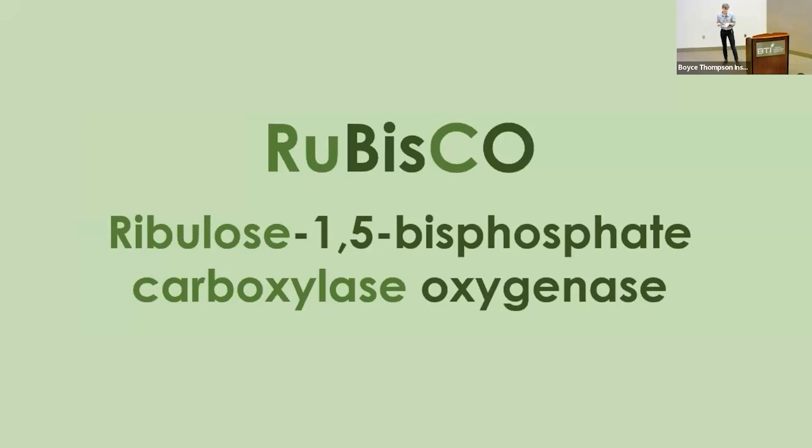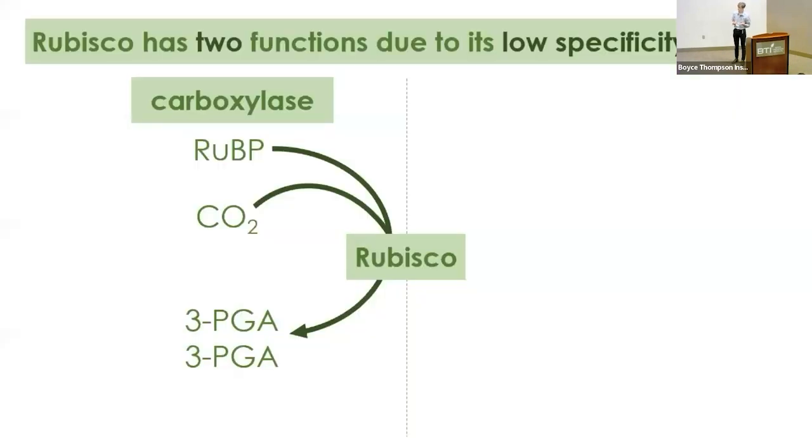So the enzyme Rubisco has a really long name. Rubisco is an acronym that means ribulose 1,5-bisphosphate carboxylase oxygenase. It's a mouthful, but that first word, ribulose 1,5-bisphosphate, is usually shortened to RuBP. It's a sugar in the Calvin cycle of photosynthesis and is the substrate of the enzyme. Carboxylase and oxygenase are its two functions, which it has due to its low specificity. The other substrate is a gas, either carbon dioxide or oxygen.